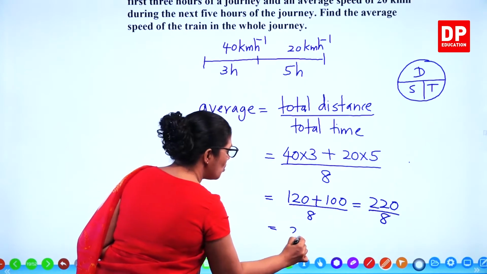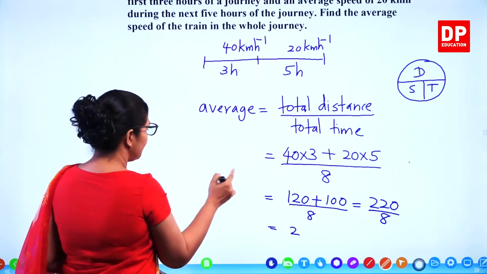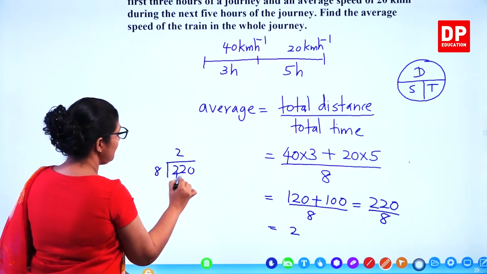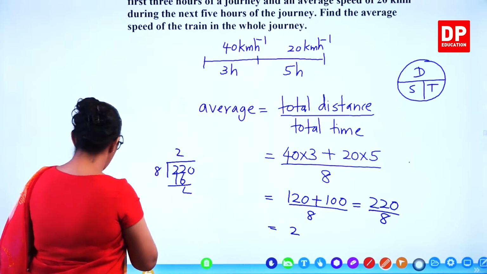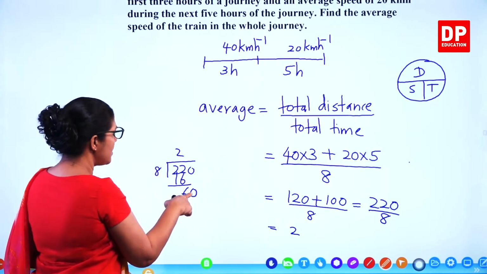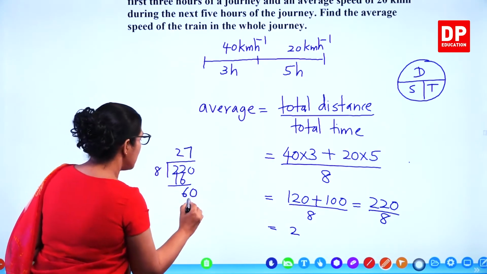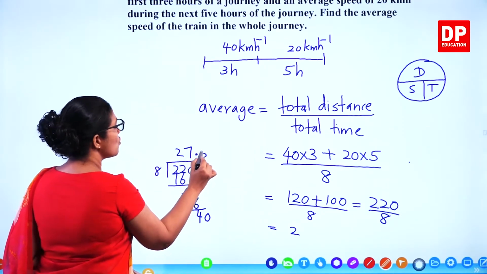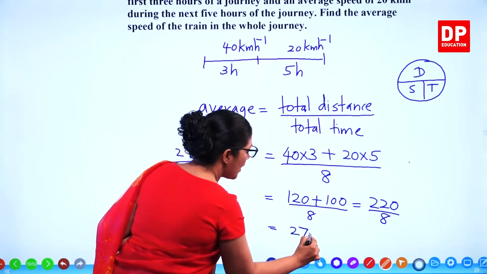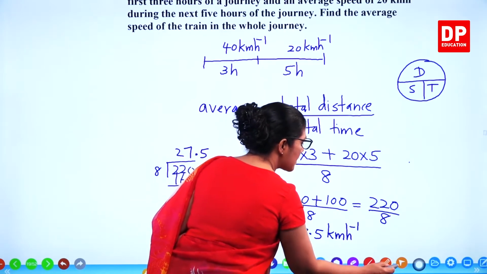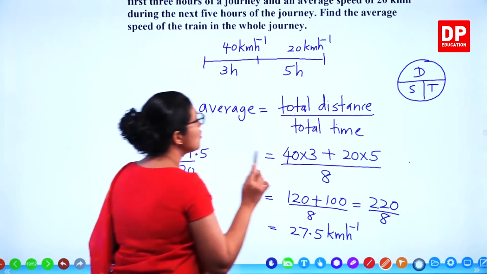8 times 2, 16. When you subtract, you get 6 and this is 60. 8 times 7, 56, and for 40, that's 5. So 27.5 kilometers per hour. That's the average speed of this train.